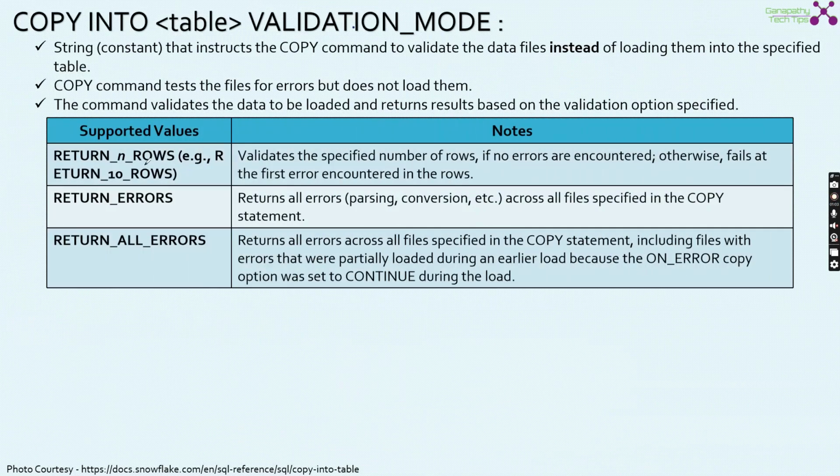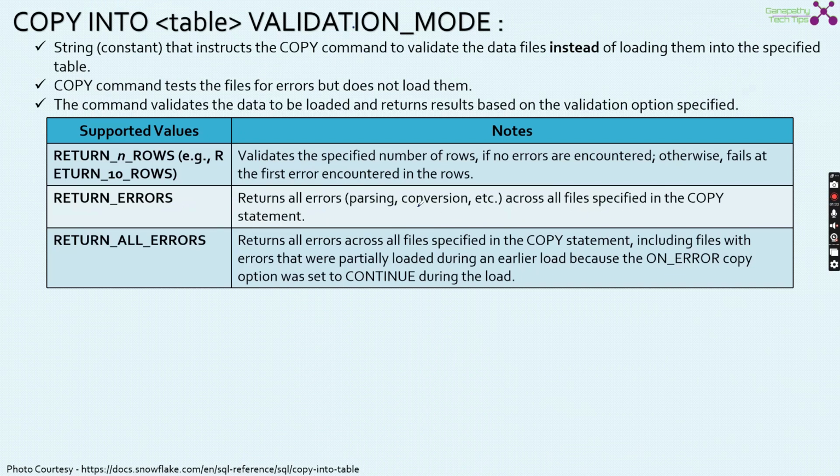What are all the various validation options? There are 3 validation options available. First one is return n rows, for example return 10 rows. It validates the specific number of rows if no errors are encountered. Otherwise, it fails at the first error encountered in the rows. So if you want to validate, say, the first 10 rows or first 20 rows, then you can utilize this option. Return errors will return all errors across the copy command.